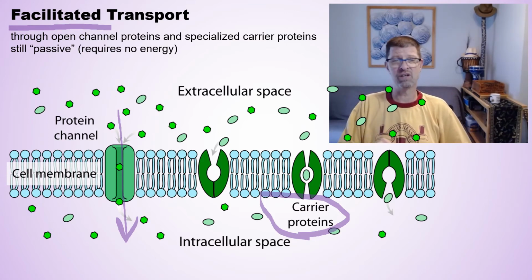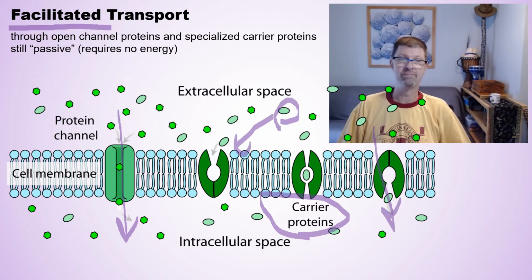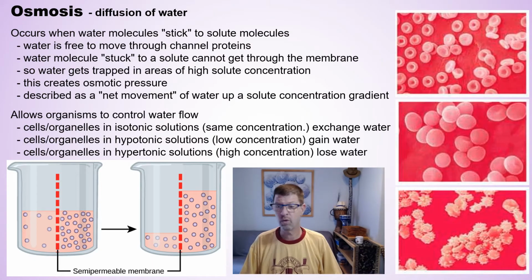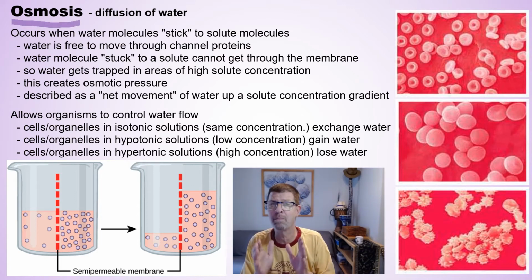And now instead of just the green hexagons, we've got some little green ovals or something that are entering in here and being moved through to the other side. Okay, so this is a slide that deals with a very specialized type of facilitated passive transport, and that is called osmosis. Osmosis is the facilitated passive transport of water from one side of a membrane to the other.